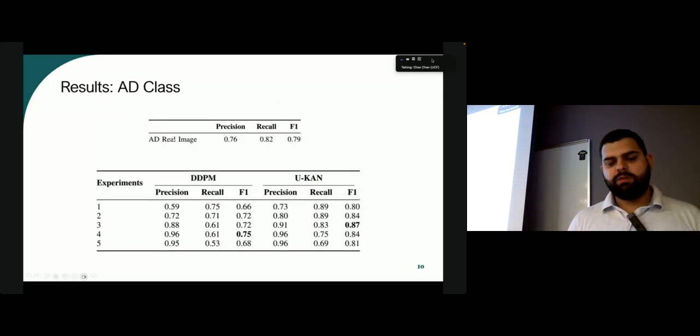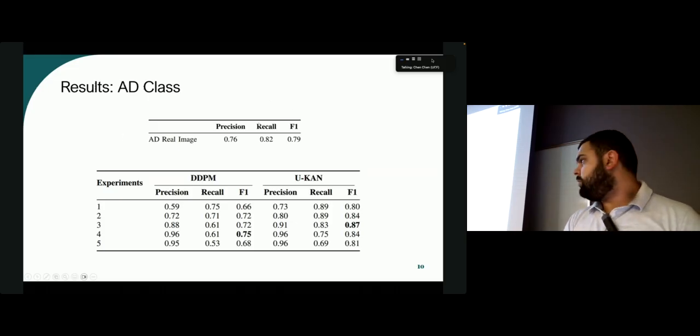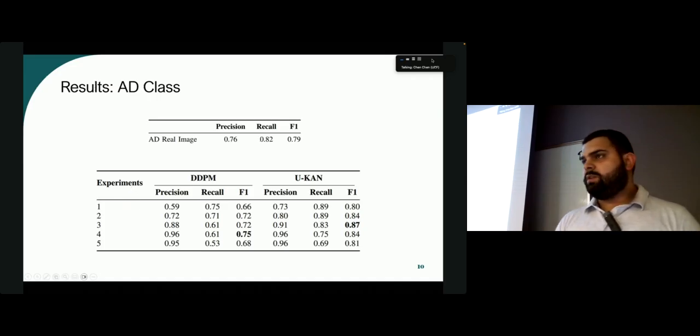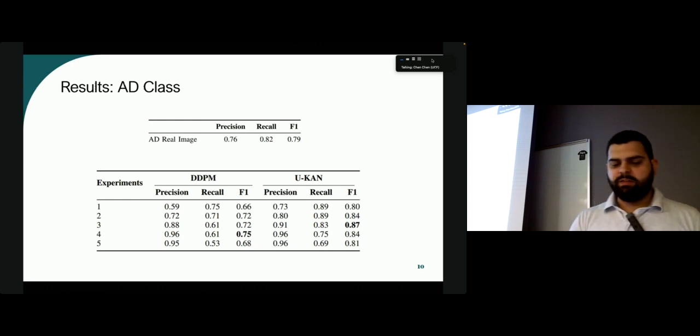So for the results, this is the performance of the models when they were trained only with real images. And these are the experiments. The first experiment, remember, was when I trained the model only with synthetic images, the synthetic images I generated with DDPM and UCAN. As you can see, for the first experiment, DDPM was a little bit lower than the baseline, but for UCAN, it was pretty close. As I integrated real images into the training process, the performance got better and better.